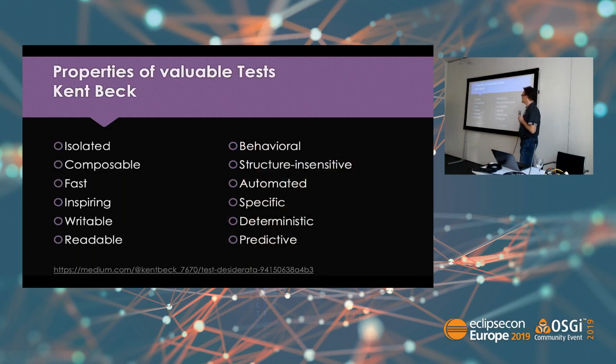So first about testing, just a few days ago, I found an interesting article from Kent Beck about properties of valuable tests. I won't go into details about this, but very interesting to read, and you should also check your tests for if they are like these properties, then it's good. So what I like especially is, of course, tests should be fast because it improves your cycle time. Then they should be readable.